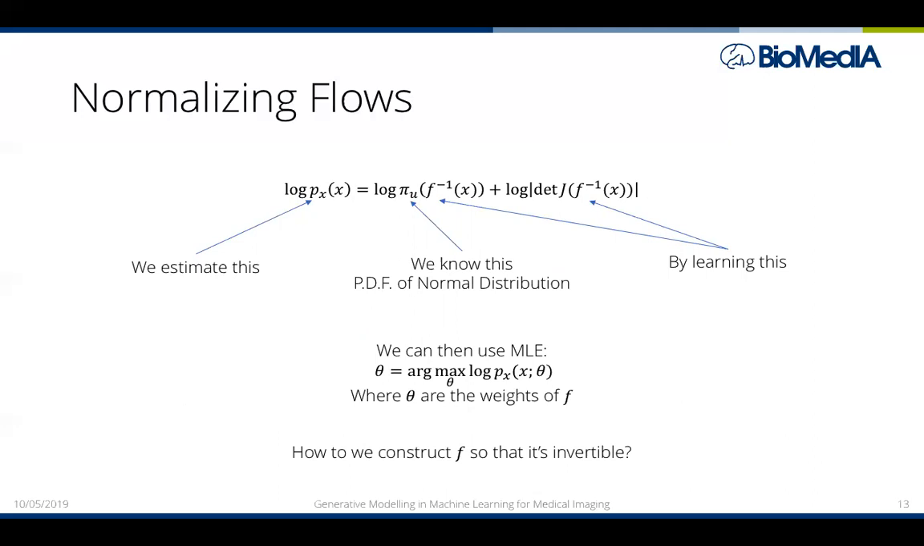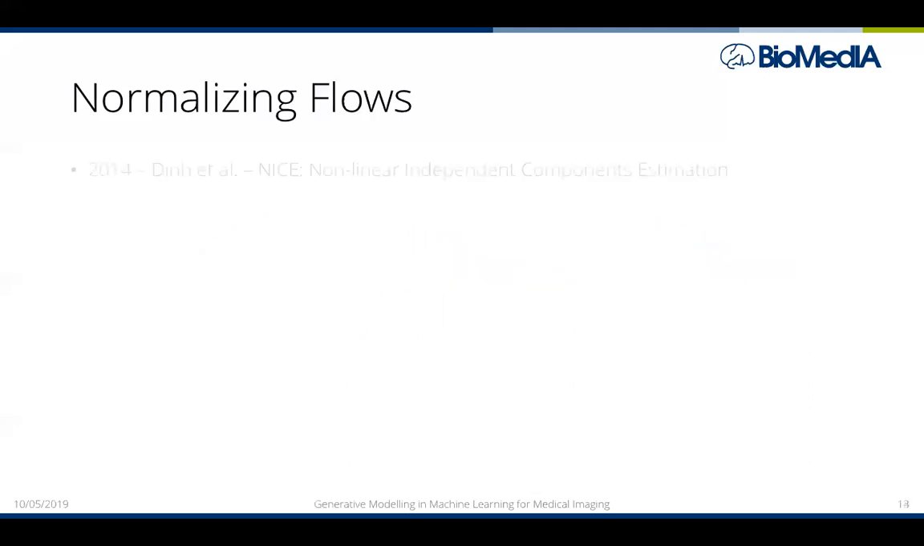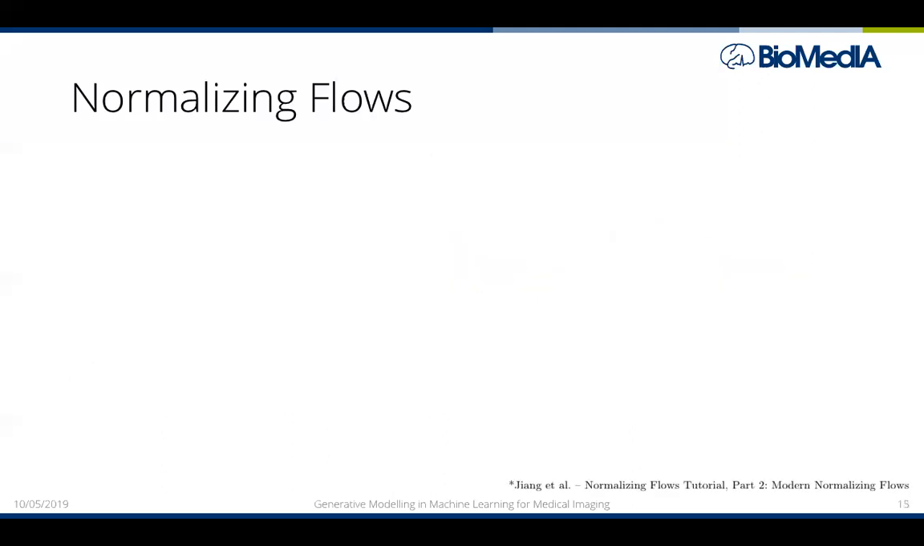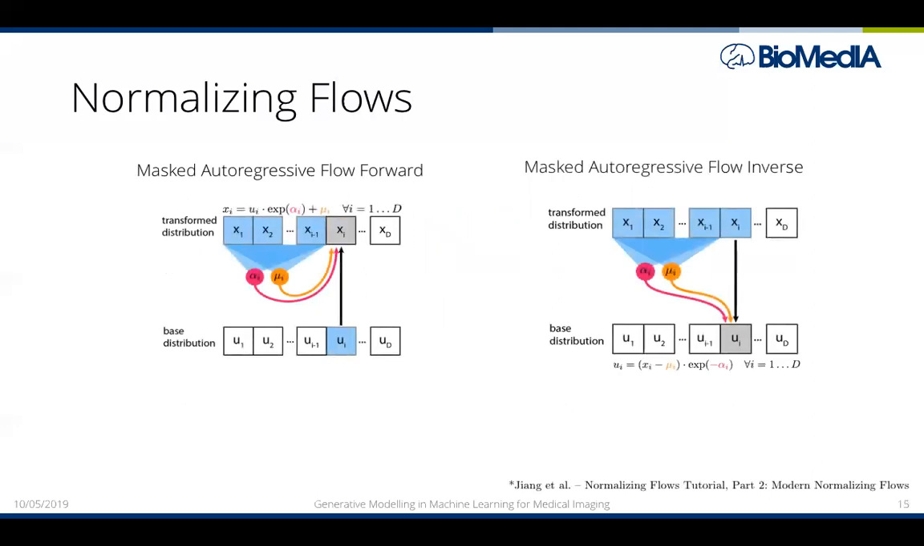So now, how do we construct an f that is also invertible? Because f has to be a neural network, and f also needs to be invertible. So this is a field of research that has been spanning back since 2014. And one of the examples which I will talk about is masked autoregressive flow, which was done 2 years ago. So in masked autoregressive flow, you have your base distribution vector here at the bottom, and your transform distribution here at the top. And they adopt a pixel RNN style mapping function.